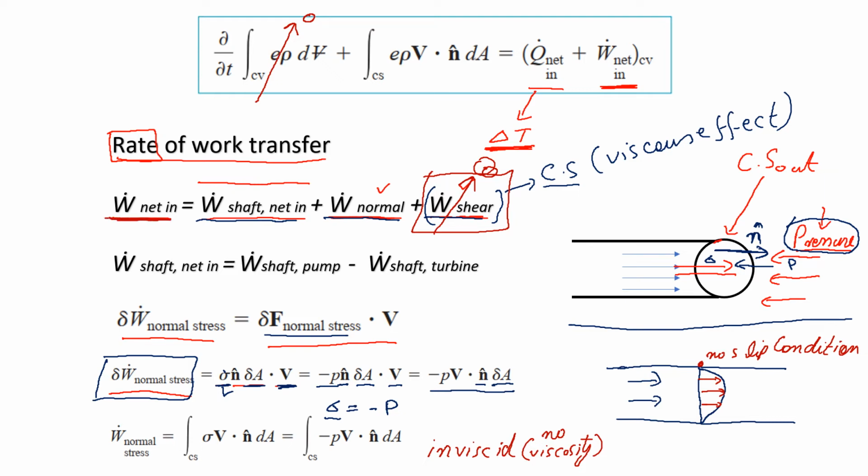work in, that is this term, I will put these two terms, that is the rate of work transfer to the shaft or by the shaft, and the rate of work transfer required to overcome the normal stresses on the control surface. So now let's put these two terms here and write the Reynolds transport theorem for our energy conservation. So let's move on.